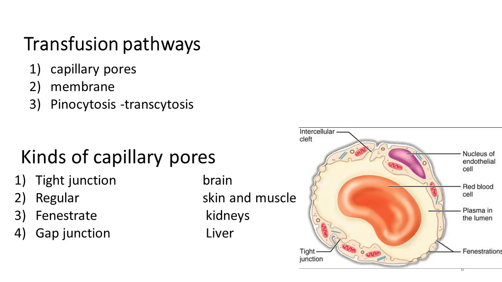The other type of capillary pores are gap junctions, and the endothelial cells contain very non-specific pores and can help pass some special molecules. We can see this kind of capillary in the liver.